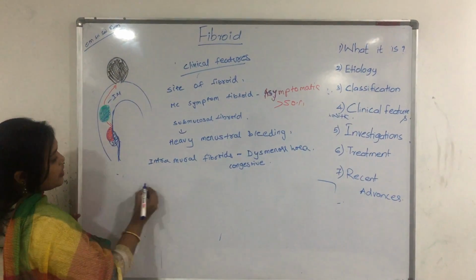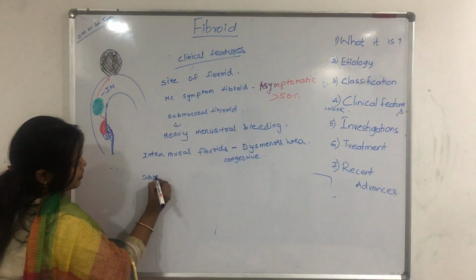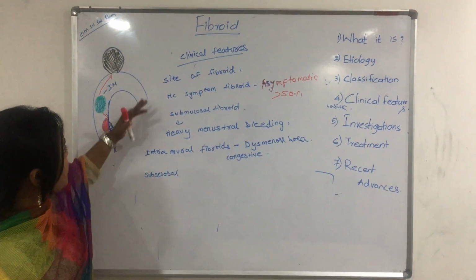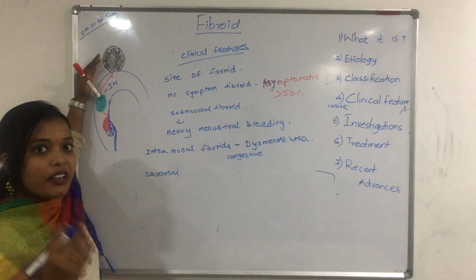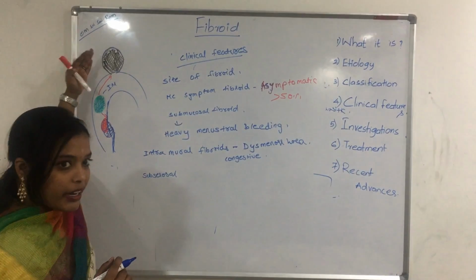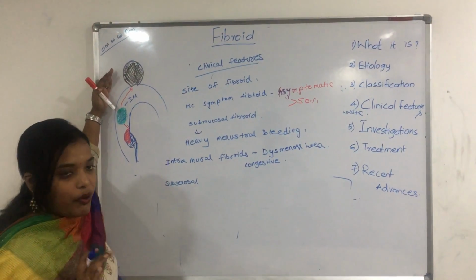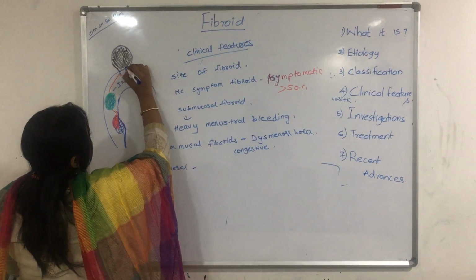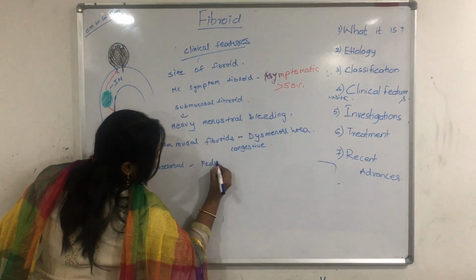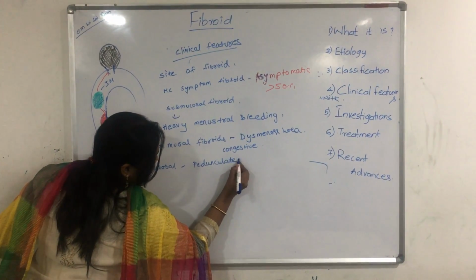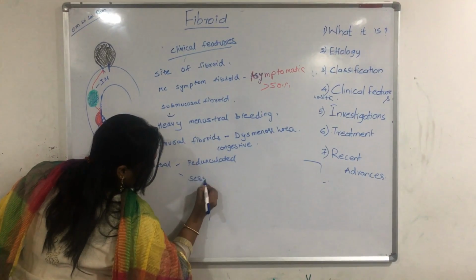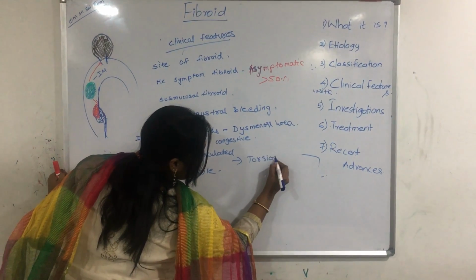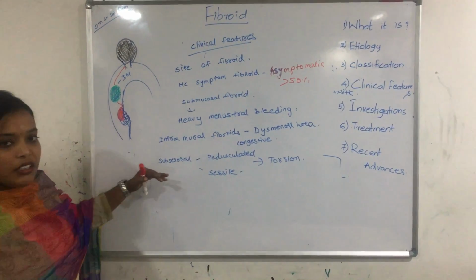And last are subserosal fibroids. Subserosal fibroids are outside the uterus. They are not disturbing our uterus in any way. So most of the time they are asymptomatic. But they are dangerous. Why? In subserosal, if they have a stalk, we call it pedunculated. If they don't have a stalk, we call it sessile. They are prone for torsion, which is a medical emergency. That's the reason they are dangerous.